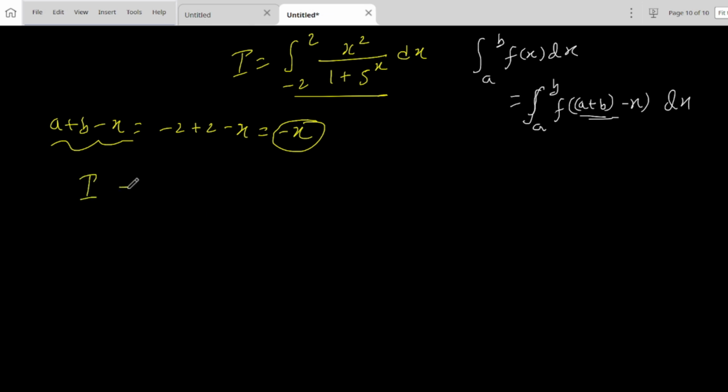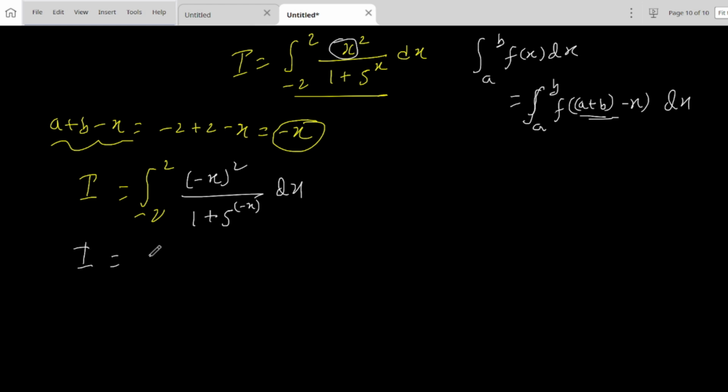So I is equal to integration from minus 2 to 2. In place of x, we are going to replace with minus x. So minus x whole square upon 1 plus 5 to the power minus x dx. I can be written as minus 2 to 2, minus x square would be x square, upon 1 plus 5 to the power minus x dx.